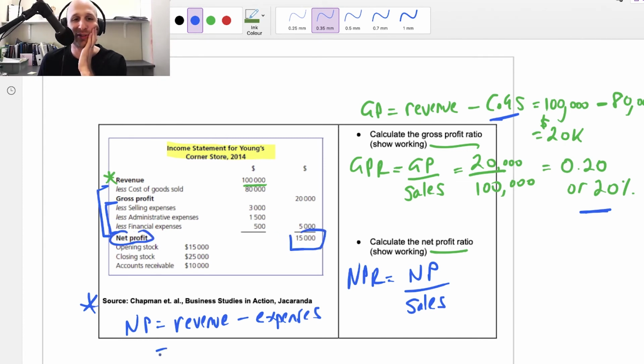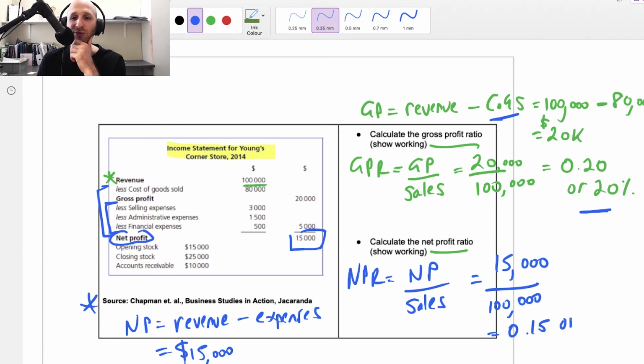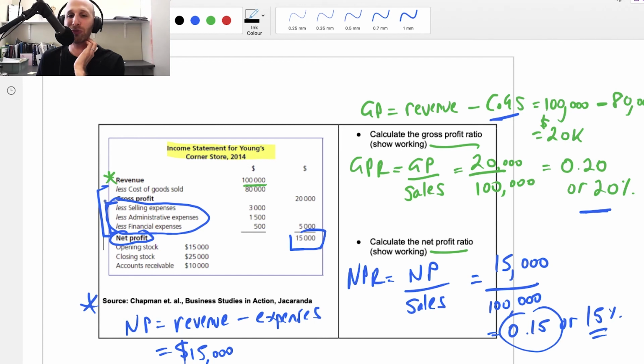Net profit here is 15,000. So then I can say, okay, so net profit is going to equal 15,000 over sales of 100,000, which is going to equal 0.15 or 15%. So you can see here for every $1 of sales, the business will keep 15 cents, which is lower than 20 because there are more things that reduce profit in terms of those expenses. So this is how we would do the calculations for the gross profit ratio and the net profit ratio as well.